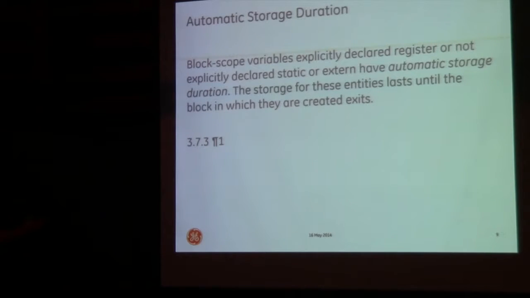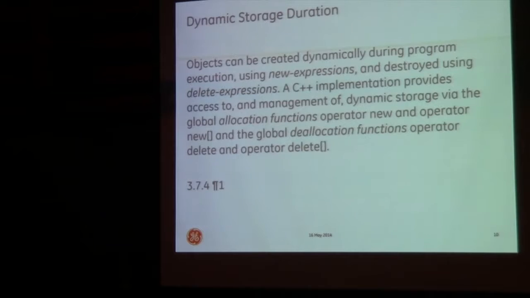Automatic storage duration. These are your typical variables. These are the ones that are in your function bodies and your method bodies. It's pretty easy to reason about their duration, when they start, when they stop, when the constructor gets called, when the destructor gets called.